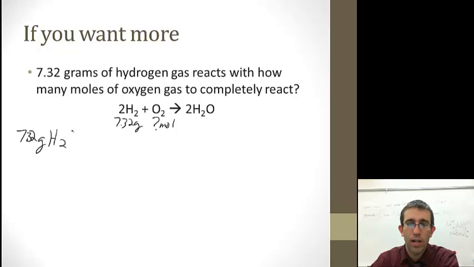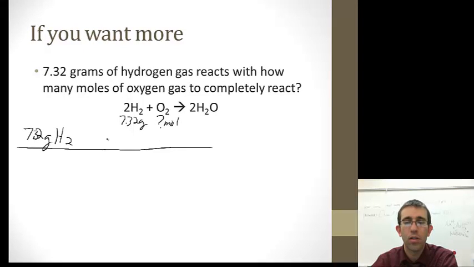So, I got 7.32 grams of H2. Alright, I've got grams of one chemical to moles of a different chemical. So look at your flow charts. I do not want grams of H2, so that goes down here. And if it's grams, there's only one thing we can go to, and that's moles. And it's got to be of the same chemical. Gram and mole together, both of those have to be the same chemical.